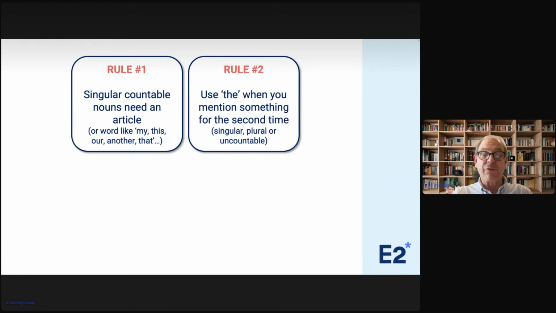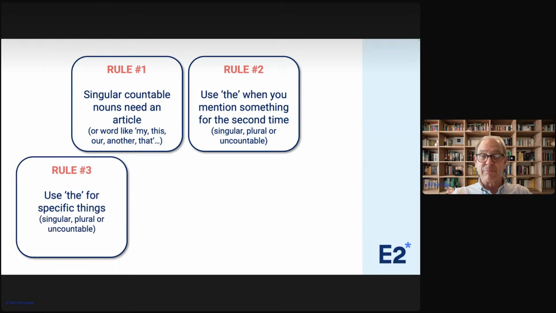Rule number 2: use the when you mention something for the second time. Cars make a lot of noise. The car I drive doesn't. General to specific. Use the for specific things. The chair under the table is made of wood. Which chair? The one under the table. The one we're referring to, the definite article.